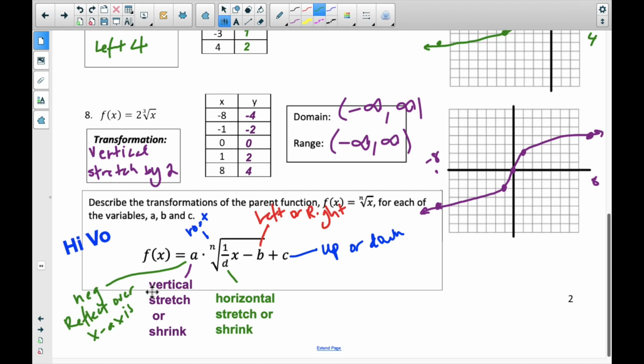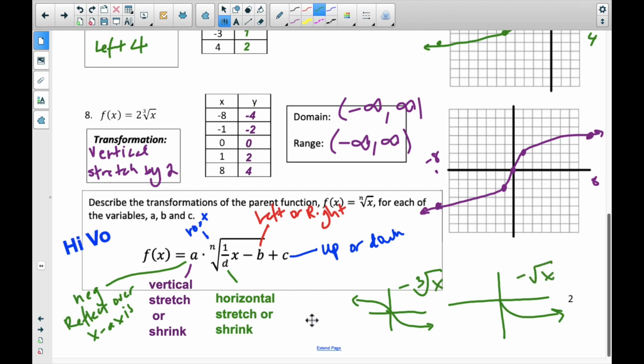So if there was a negative in the front of a square root, for instance, it would be the downward part of it because it would be the negative part. If it was a negative on a cube root, it would still be that S-curve, but it would be upside down, something like that. So this would be a negative cube root, and this would be a negative square root. So the negative would reflect over the x-axis. Otherwise, that number there, if it is greater than 1, it is a stretch. If it's less than 1, it is a shrink.